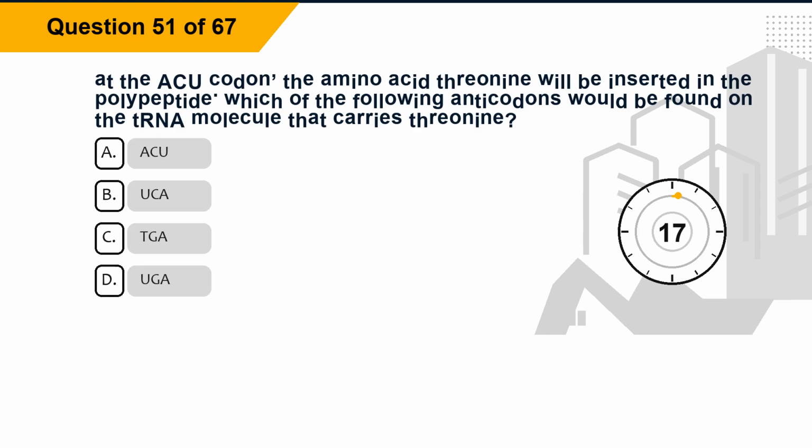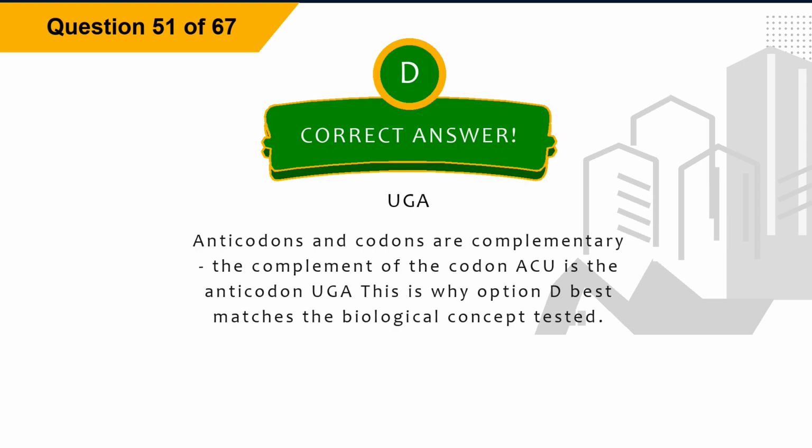Question 51. At the ACU codon, the amino acid threonine will be inserted in the polypeptide. Which of the following anticodons would be found on the tRNA molecule that carries threonine? Option A, ACU. Option B, UCA. Option C, TGA. Option D, UGA. The correct answer is option D, UGA.